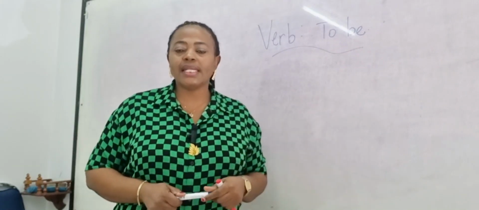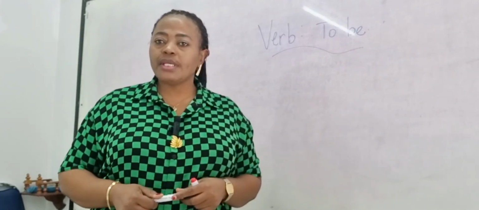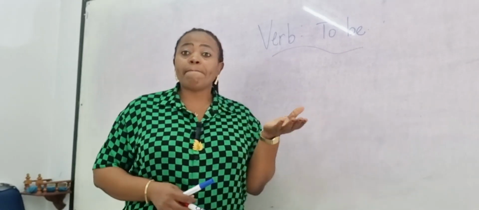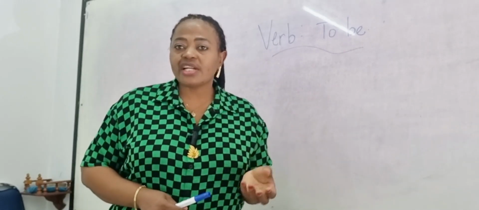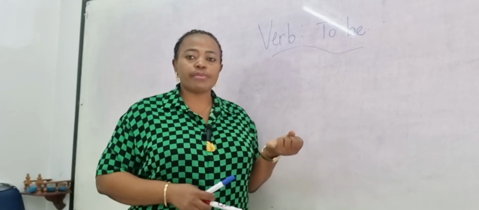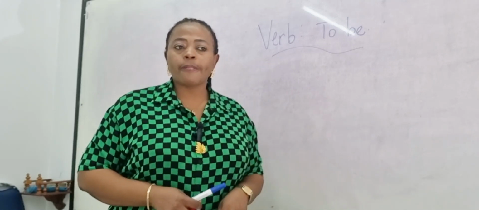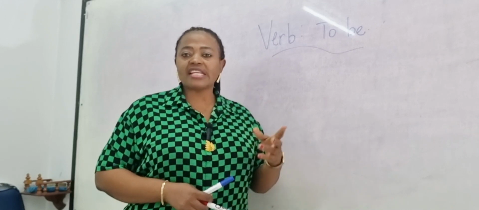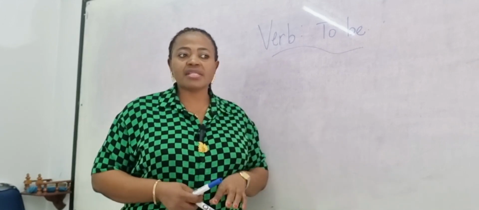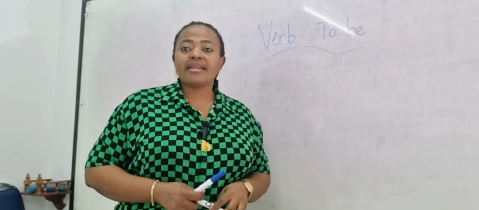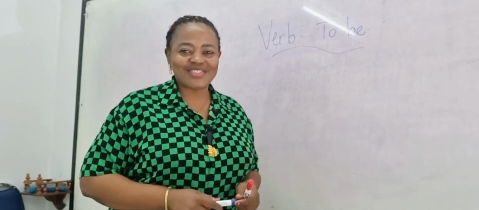Today we are going to be learning about the verb to be and how to use it. The verb to be is like the base for English learners. When you have a good grip or a good understanding of the verb to be, you are good to go. Other aspects of English become easy for you because every other aspect of English is related to this. That is why we are doing this today.